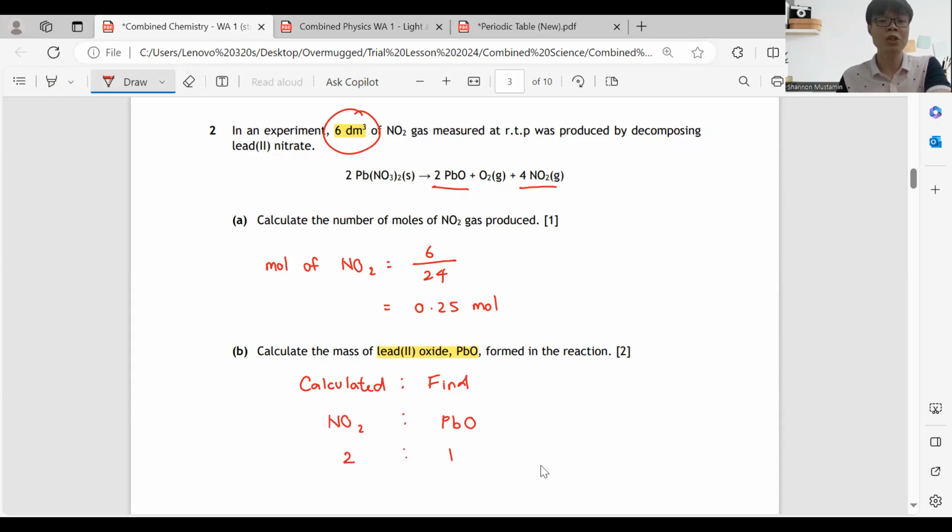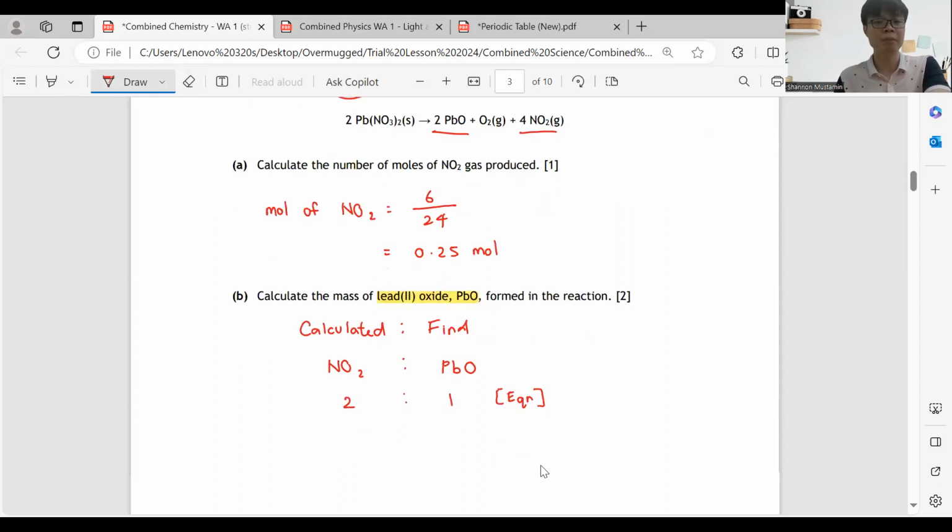Okay, you have your equation ratio already. This is like a reference. But in reality, how much quantity do you have? 0.25. 2 units is 0.25. 1 unit, you divide by 2. You get 0.125. 2 units, 0.25. 1 unit, 0.125.